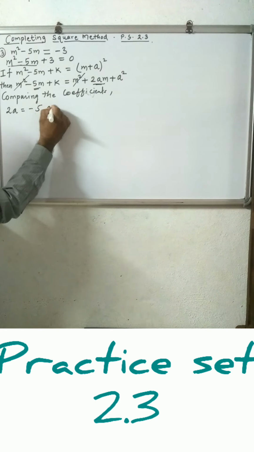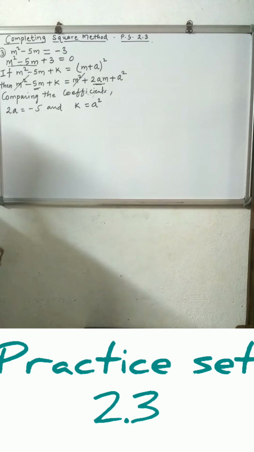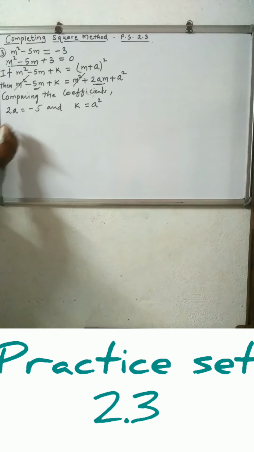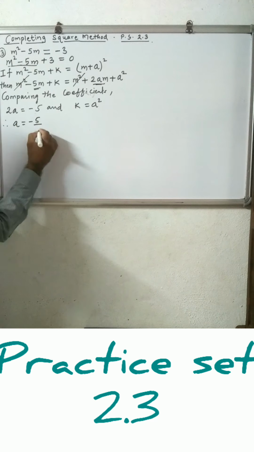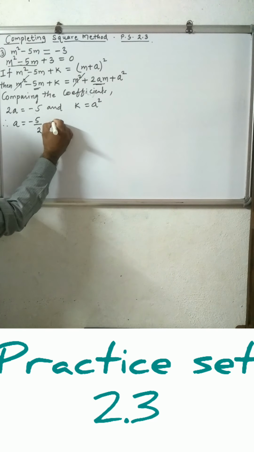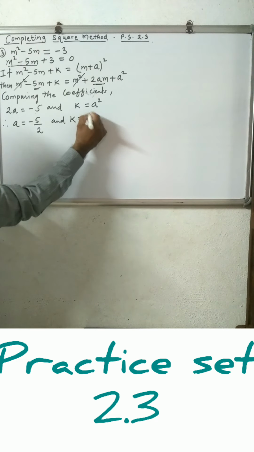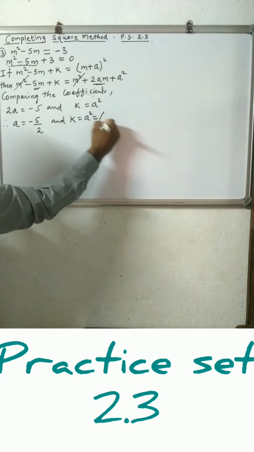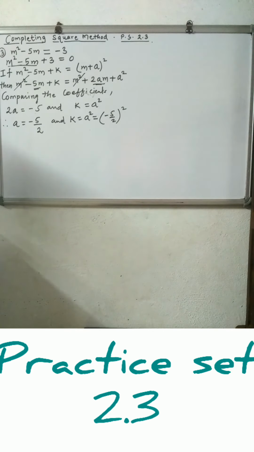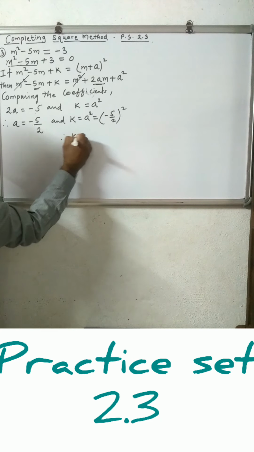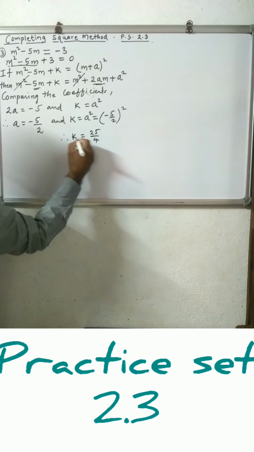2a is equal to minus 5 and k is equal to a square. Therefore, a is equal to minus 5 upon 2, and value of k will be equal to a square, which is equal to minus 5 upon 2 bracket square. Therefore, your value of k will be 25 upon 4.